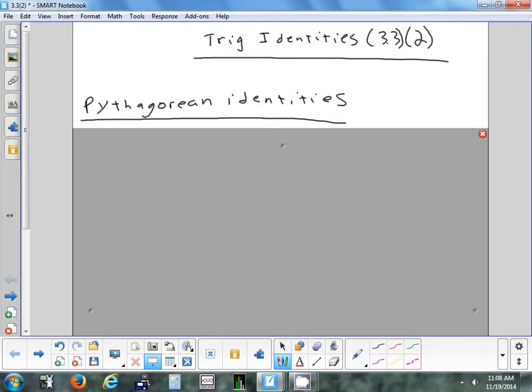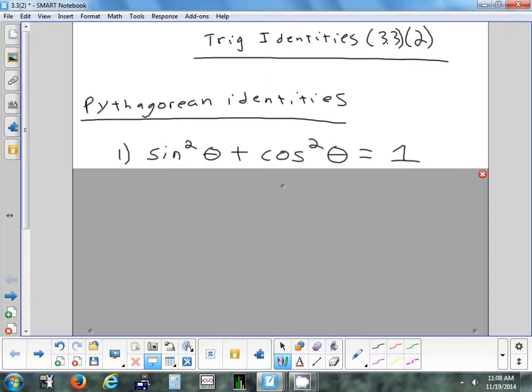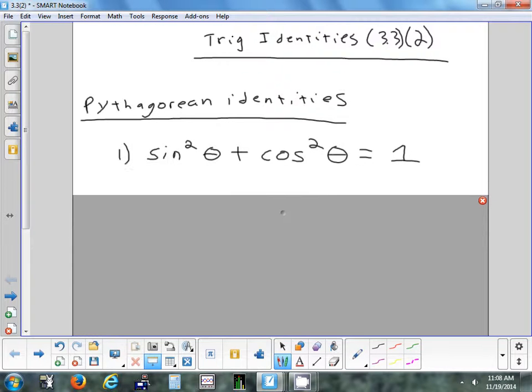And the last three identities we're going to look at are called the Pythagorean identities. They're called the Pythagorean identities because they kind of look like Pythagorean theorem a little bit. Squaring two things and adding them together, like a squared plus b squared. All right, so we get sine squared plus cosine squared equals 1. That will always be true.